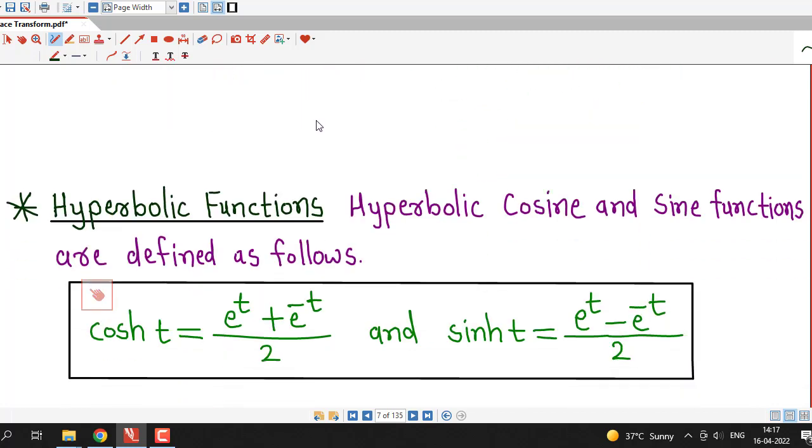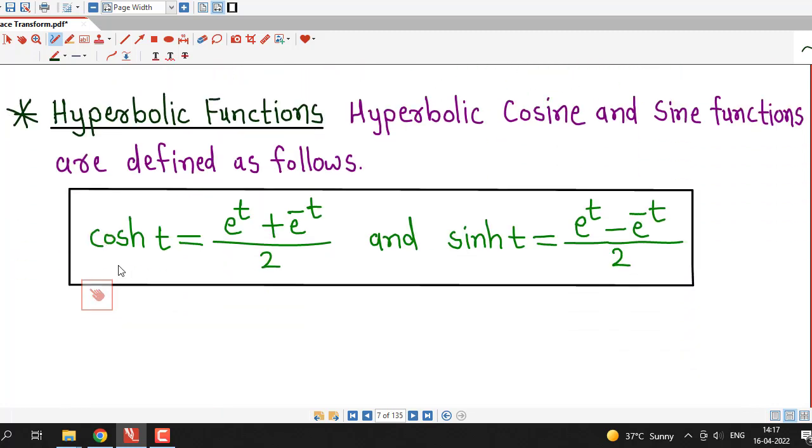Using linearity property we can find out Laplace transform of hyperbolic functions also. We are familiar with the definition of hyperbolic cosine and sine functions. We have written this just to recall those definitions. Hyperbolic cosine function is denoted by cosh t and is defined as e raised to t plus e raised to minus t divided by 2. And if we take negative sign, we have sine hyperbolic t.